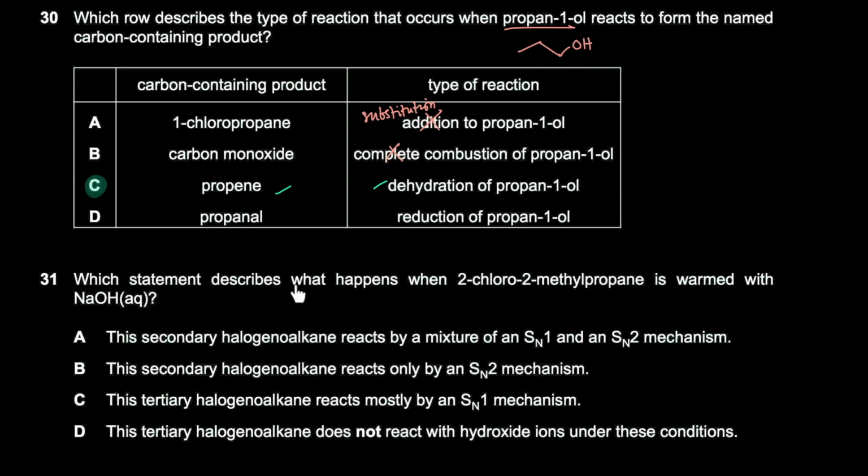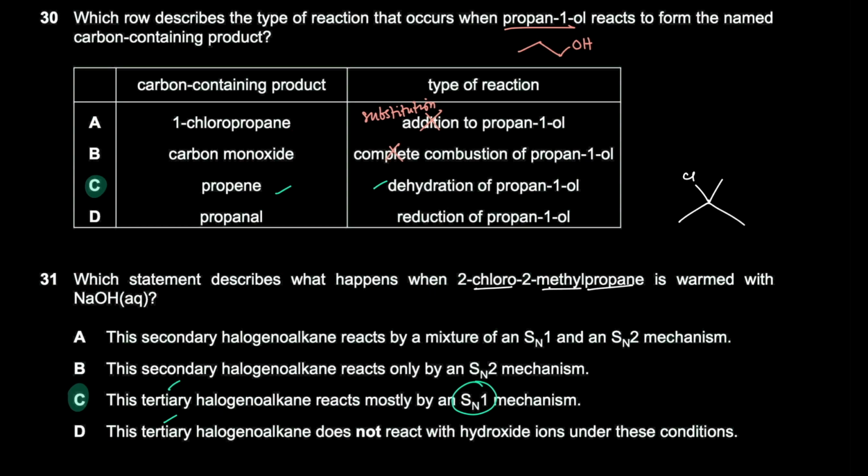Which statement describes what happens when 2-chloro-2-methylpropane is warmed with aqueous sodium hydroxide? We have propane, that's a 3-carbon chain. We have 2-chloro-2-methyl, so we have a chlorine and a methyl on the same carbon. This is a tertiary halogenoalkane. That means the answer must be C or D, and tertiary halogenoalkanes react via an SN1 mechanism. So the answer is C.